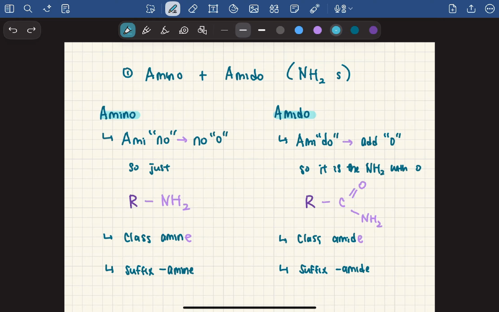Then amido, it says do instead of no. So you do add an O. And since you add an O, you also have to add a carbon atom to connect them through bonding. So it's going to be the NH2 with an O on a carbon connected to R. And its class is amide. So again, switch out the O for the E, and the suffix is also amide.